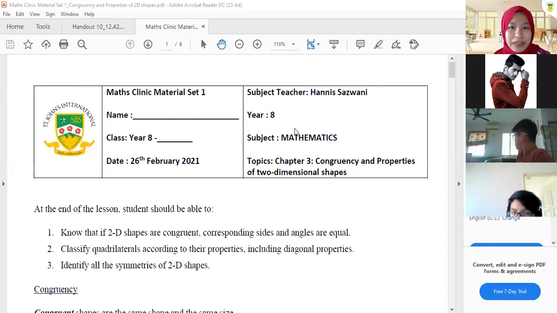Good afternoon. Those who just joined the session, I have attached the document Mathematics Clinic Material Set 1. We will highlight chapter 3 and chapter 5. What is chapter 3? The congruency and properties of 2D shape.